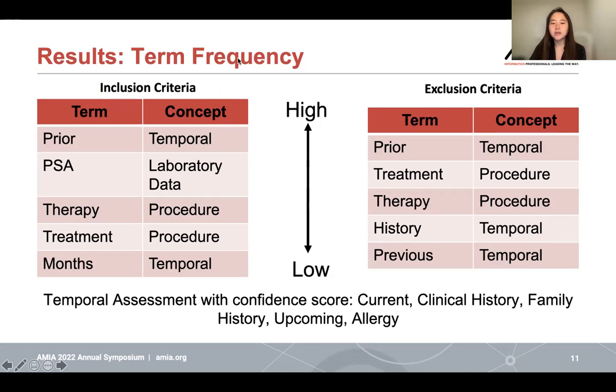The temporal assessment identifies the temporality of the term as either current, clinical history, family history, upcoming, or allergy. It's likely that the terms prior, previous months, and history are related to either the problem or procedure in a temporal sense, such as in the context of prior history of something or X number of months since diagnosis.